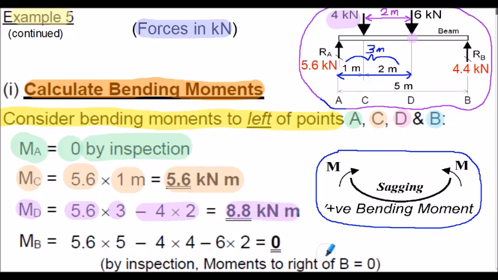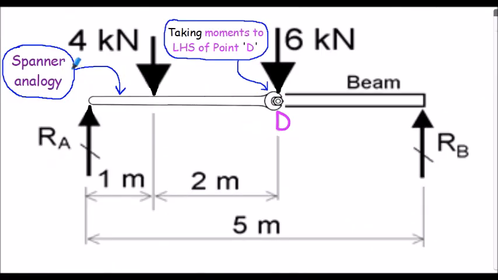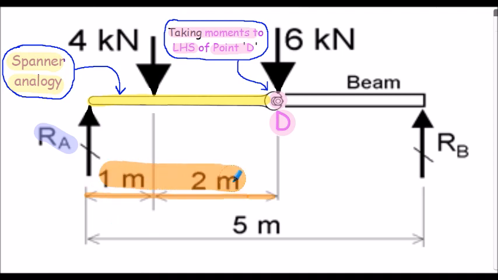meters. Again, if it helps you understand, here's the spanner analogy, taking moments to the left-hand side, point D. So point D is where the nut would be located in the analogy, and here's the orientation of the spanner. And now moments are generated by RA multiplied by 3 meters. Here's our 3 meters. And also the 4 kilonewton force multiplied by the 2 meters from D.